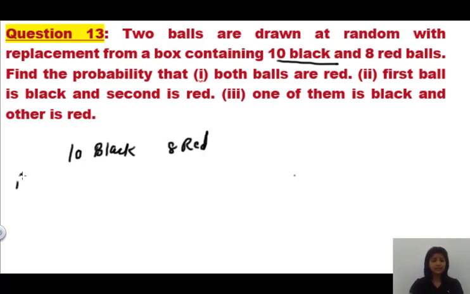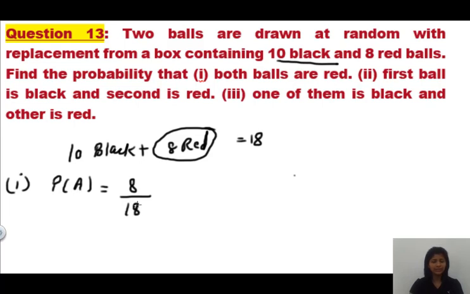So they are saying in the first case, both the balls are red. So red will be taken from this. First of all, 8 upon total number of balls, which is 18. 8 upon 18. You can divide by 2: 2 4s are 8, 2 9s are 18, so 4 by 9. But this is only the probability of one ball. We have to find the probability that both the balls are red. Now after taking out one ball, the second ball is taken out with replacement. That means the first one is placed back in the box. Then again we have 8 red balls. Solving it, you get 16 by 81.